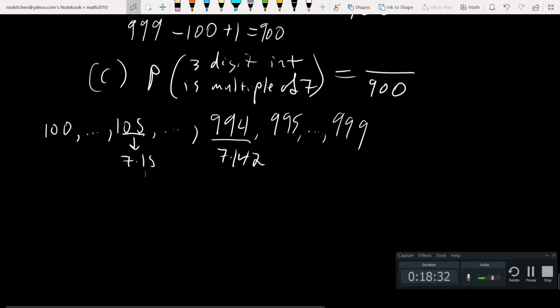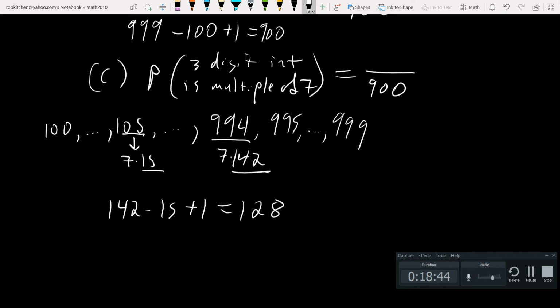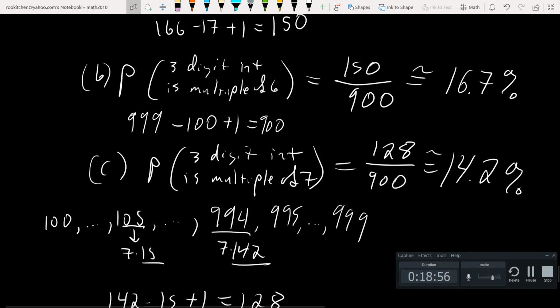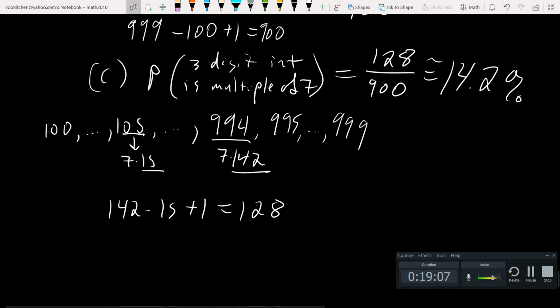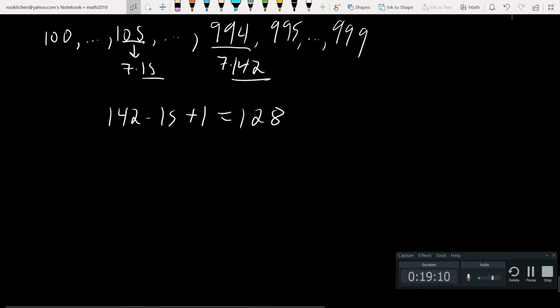Okay, so the number of numbers in there that are divisible by 7, you just take 142 minus 15 and then add 1, and you get 128. Okay, so the event space is 128. It's approximately, to the nearest tenth of a percent, 14.2% probability. Okay, and you'd kind of expect that because not as many multiples of 7 will fit in that range. There's less of them. So you expect that probability to be a little less than the probability of a number being divisible by 6.